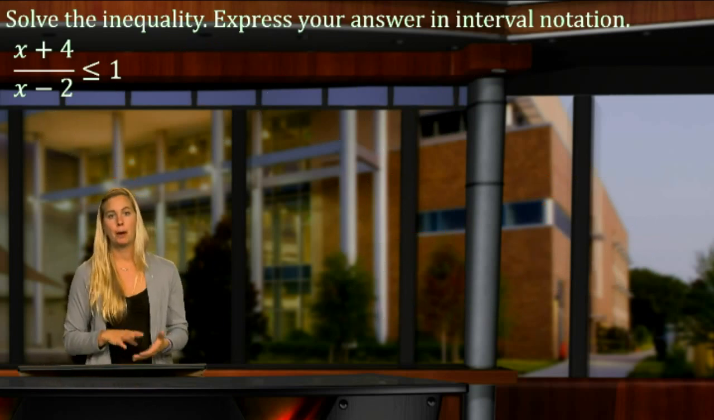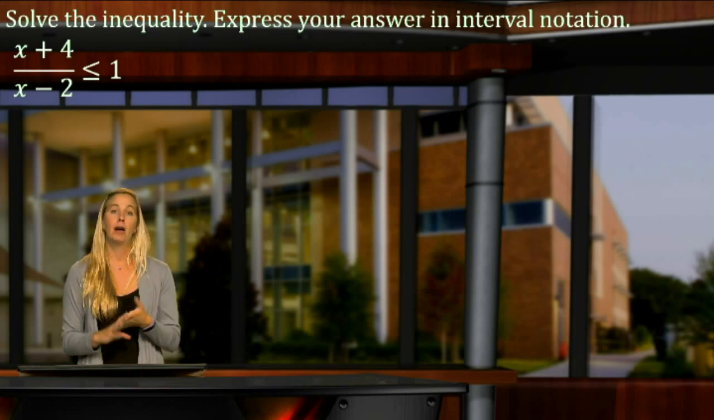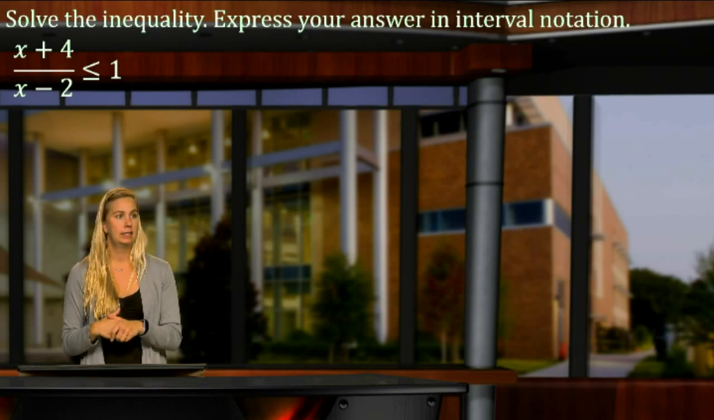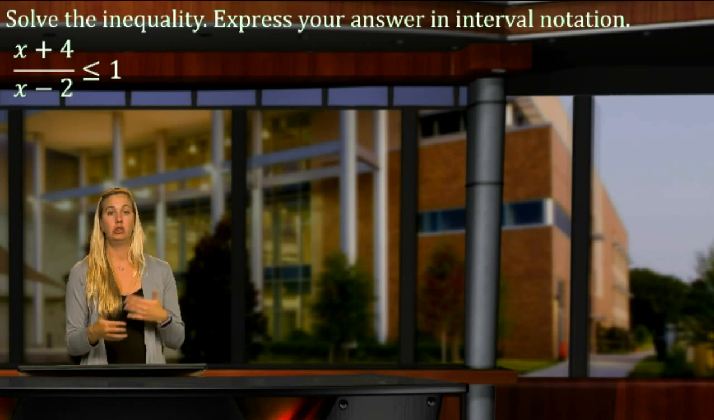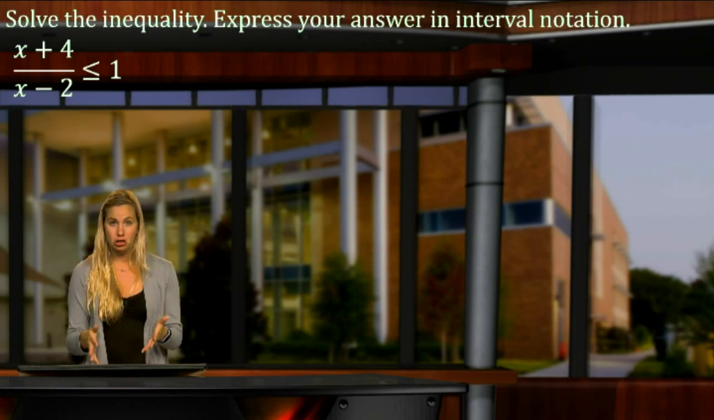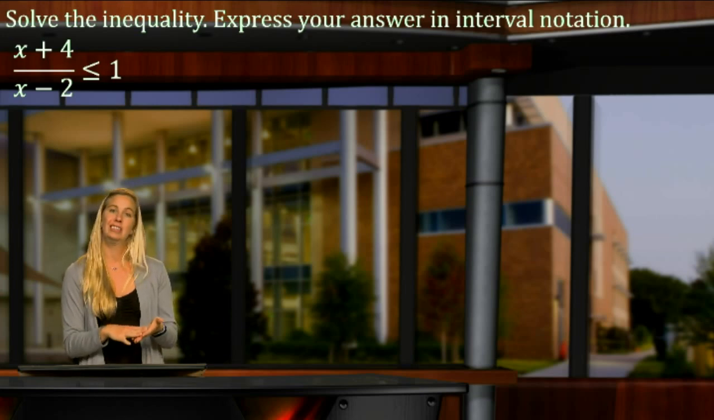Okay, that wraps up our review on absolute value equations and inequalities, polynomial and rational inequalities. Hopefully you guys find that the rational inequalities are very similar to the polynomial inequalities. You just have that one extra value you need to find, or set of values, which would make the denominator equal 0.